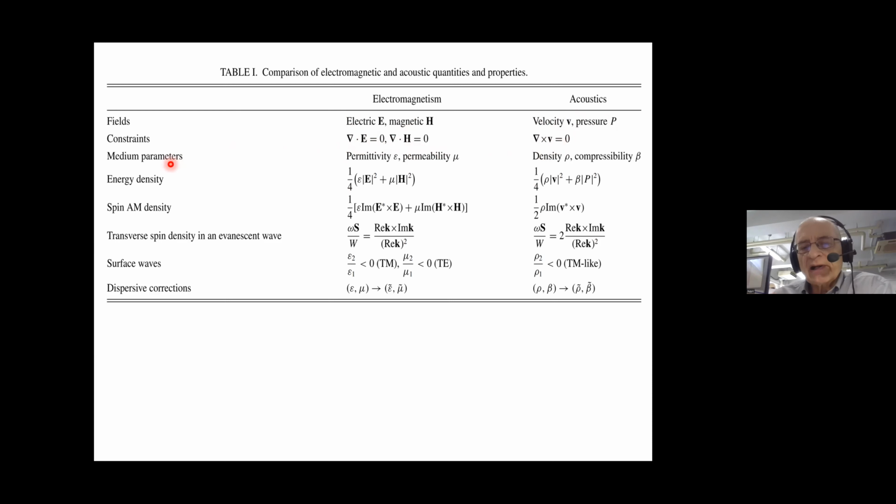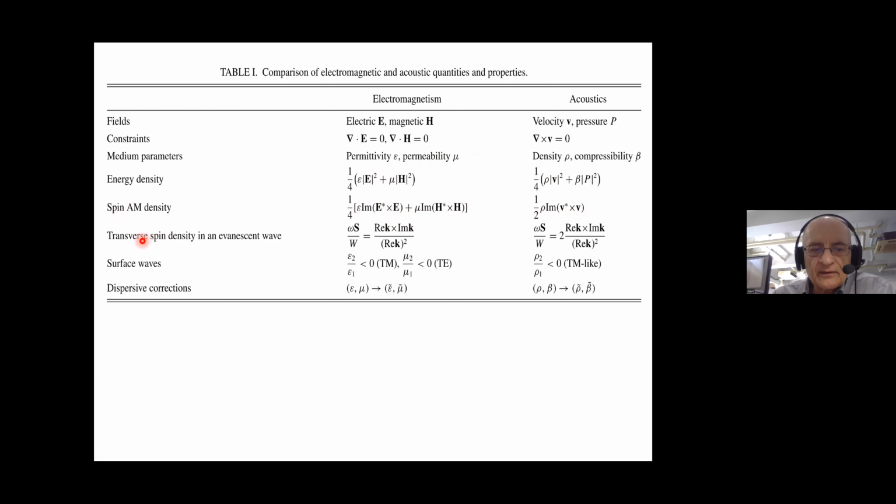The medium parameters to characterize the media's permittivity and permeability, but for acoustics are the density and the compressibility beta. Beta is the inverse of the bulk modulus. So we have here the electric field replaced by the velocity, the magnetic field replaced by the pressure, the permittivity replaced by the density, and the permeability replaced by the compressibility modulus. So obviously these are different phenomena, but there are some nice analogies. They both have a spin intrinsic angular momentum density, which is given by E cross E and H cross H, in this case it is V cross V.